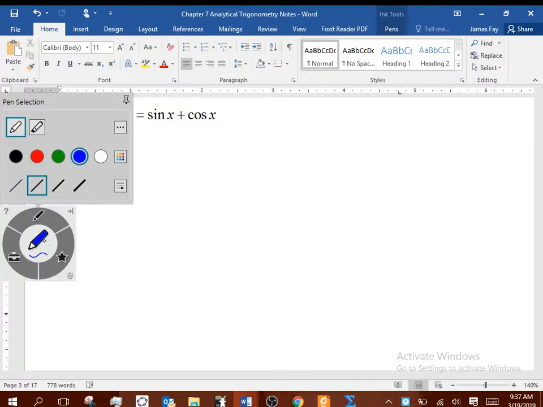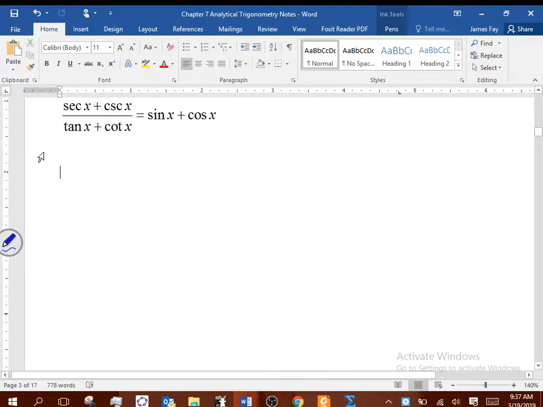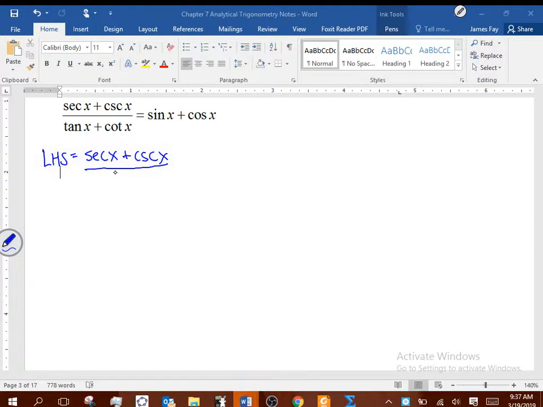All right, so we're going to take the left-hand side, which is secant x plus cosecant x all over tangent x plus cotangent x.